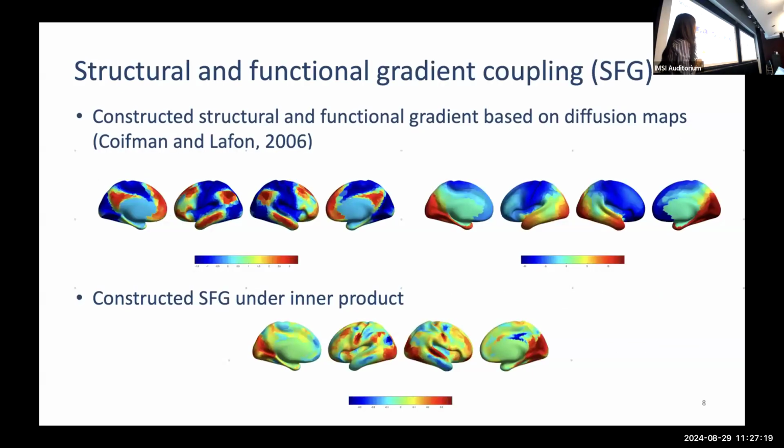So that's the connectivity coupling part. Then we move on to study the coupling of gradients. This just shows the population structural gradients and functional gradients, first the structural gradients and first the functional gradients. Then we constructed this structural and functional gradient coupling metric for each of our nodes. This uses diffusion map embedding, and then we use the inner product to calculate this coupling.